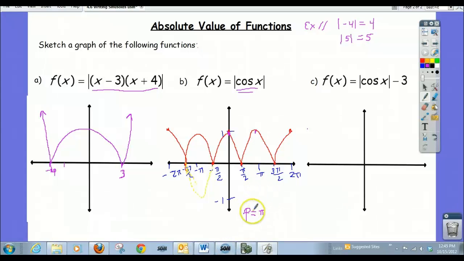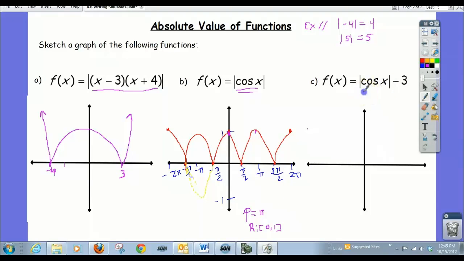So it had the effect of changing the period. It also had the effect of changing the range, because the lowest values for cosine used to be -1, now they're up at 1. I'm sorry, the lowest points used to be at -1, now the lowest points are 0. So our range is now just 0 to 1.